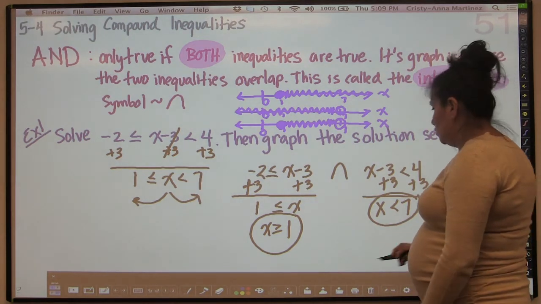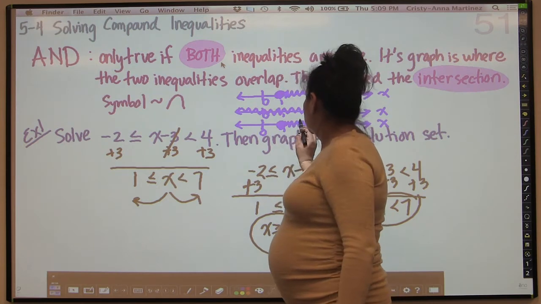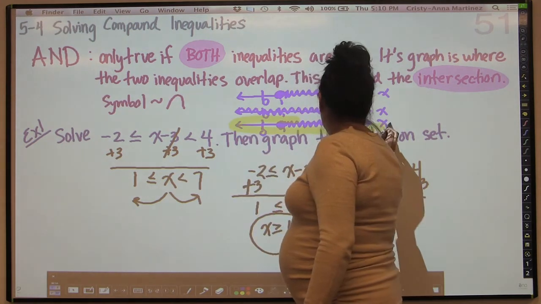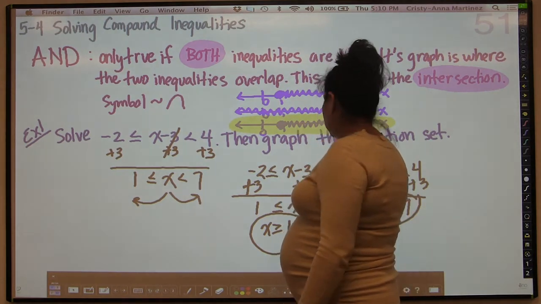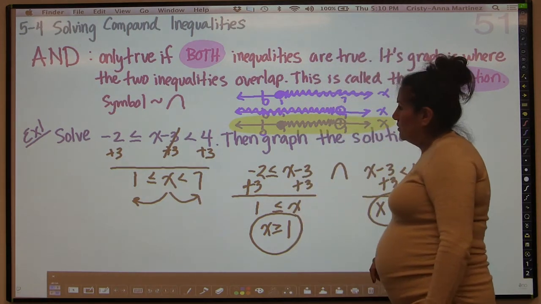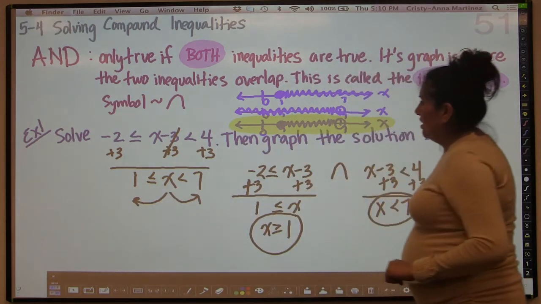So our final solution is actually this third graph that I've got going on here. You can do the first two to kind of help you get to this point, but that would be your answer. And that would make sense because x is between 1 and 7. So either way, you get that graph.